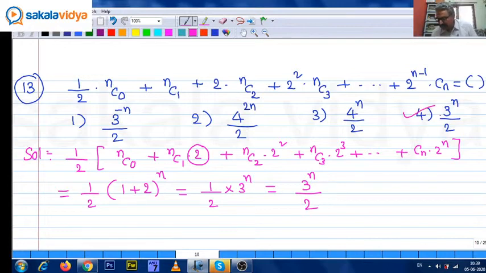Fourth option. What do you want me? Vinod Kumar Bukhya, after a long time. Even if you divide by 2 and multiply by 2, you will get the answer.